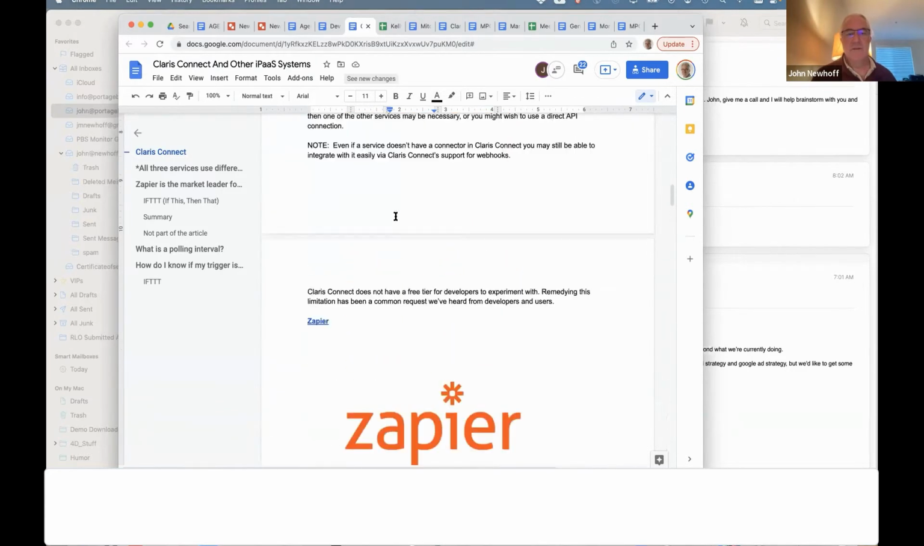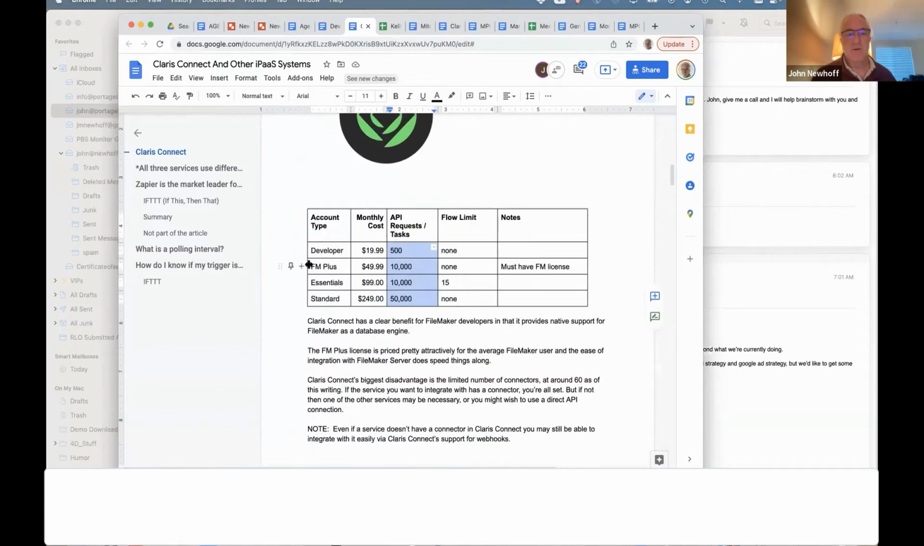One of the differences for FileMaker anyway is that the FM Plus license, which I think probably a lot of us would be using, is pretty attractive for FileMaker developers in particular.